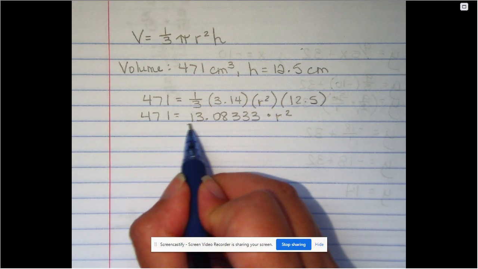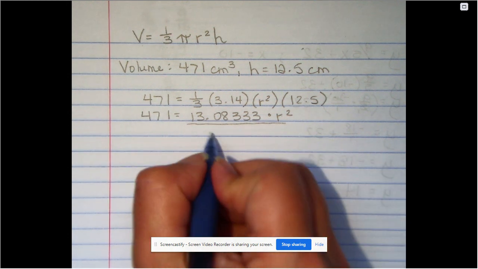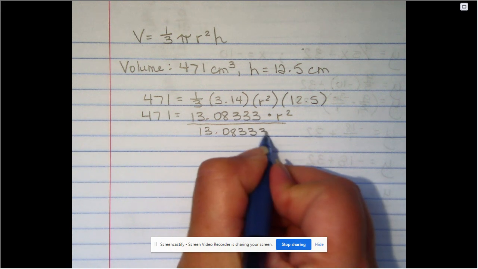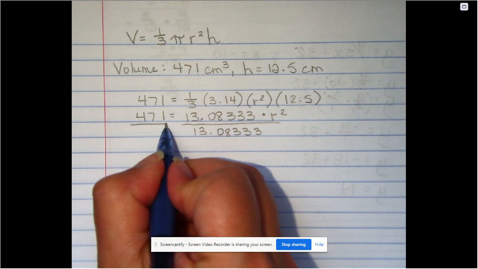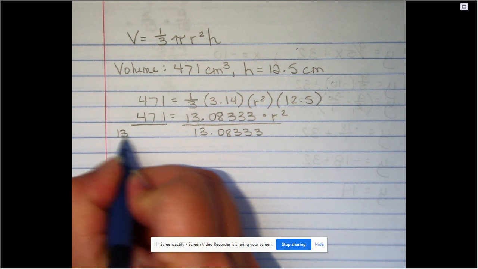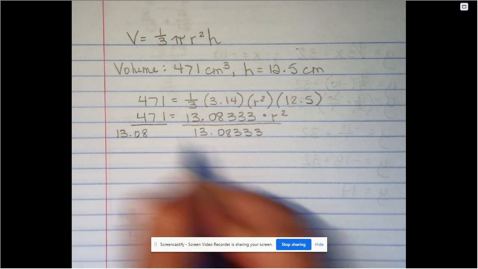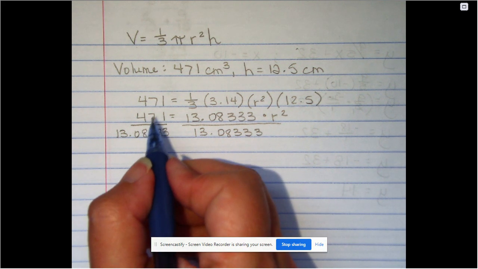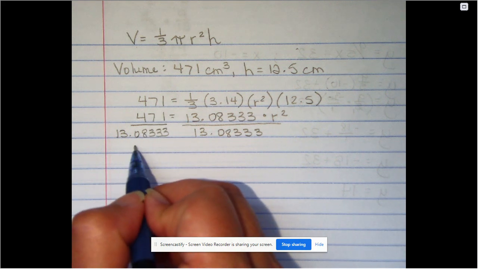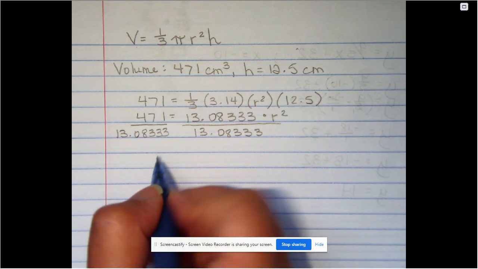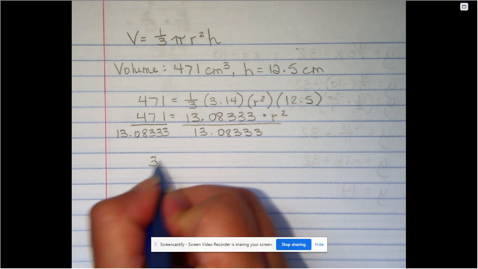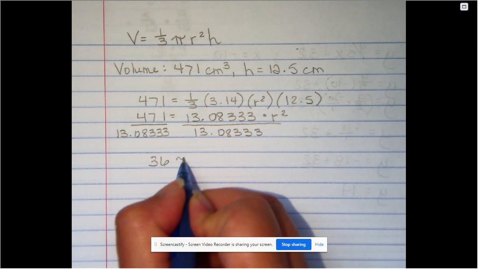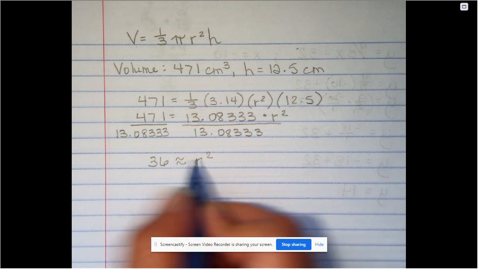Just like solving any equation, I'm going to divide by this crazy number on both sides. And thank goodness for calculators. When I divide 471 by 13.08, blah, blah, blah, I get about 36. Now, when we get to this point, I am saying to round to a whole number because you're going to have to find the square root of it.